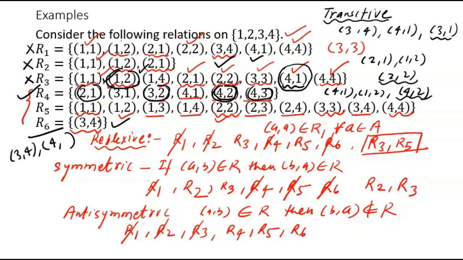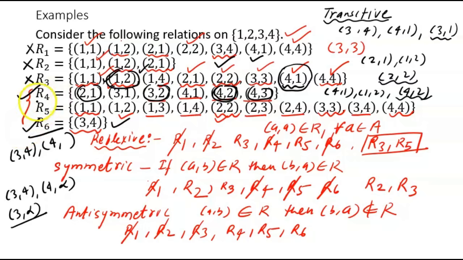Some students do have this confusion. Let me explain it this way. If 3 comma 4 is present and 4 comma some element, suppose I say alpha, is there, but 3 comma alpha is not there, then we say it is not transitive. But if 3 comma 4 is present and no 4 comma alpha type element is present, then we don't care where 3 goes. So this R6 is also transitive.